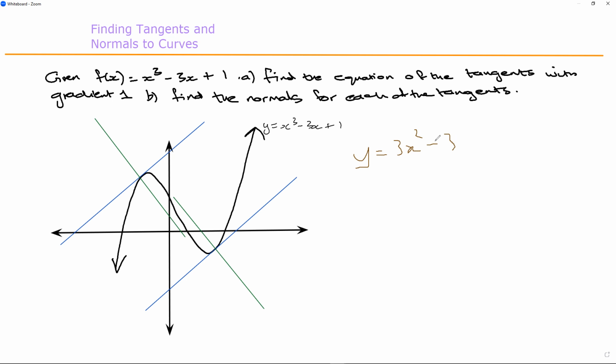So 3x squared minus 3, good. And that's the derivative, right? So you just found the derivative of it. Excellent. I substitute.